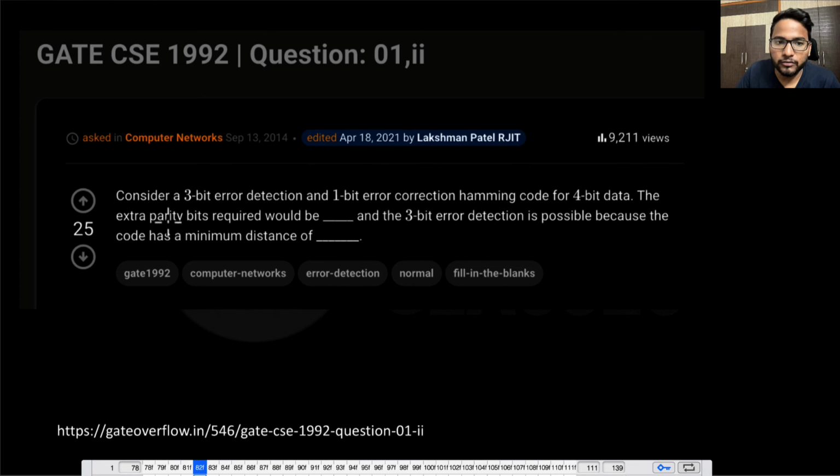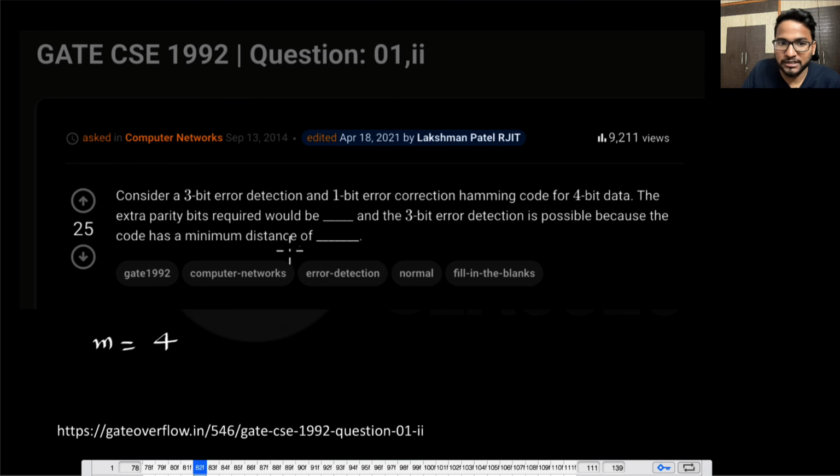Now let's see this question. What they are saying: consider 3-bit error detection and 1-bit error correction Hamming code for 4 bits of data. So m is given to you, which is 4. And then they are saying that they want to correct 1 bit of error, and they want to detect 3 bits of error. So what do you think should be the Hamming distance?